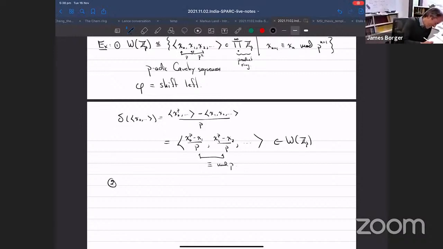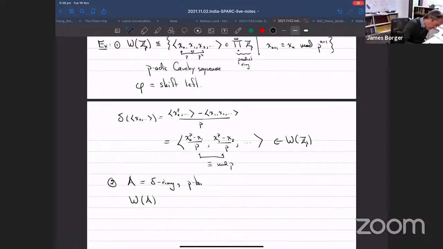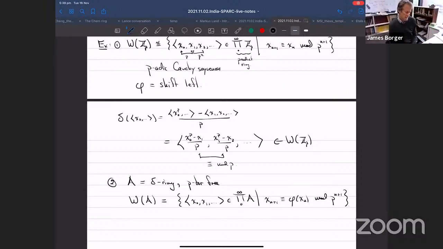So the question in general is: if A is a delta ring, in particular a Witt vector ring, then W of A, I think I need to assume p-torsion free, is almost the same thing, once again in the infinite product ring, but now x_{n+1} has to be congruent to the Frobenius of x_n mod p^{n+1}. So that's the answer.